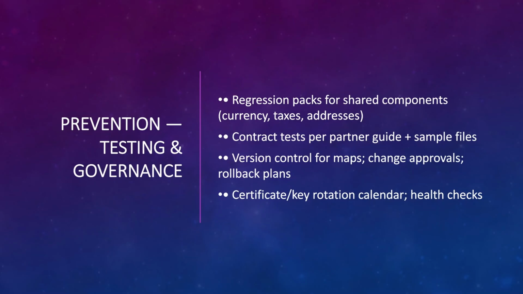Prevention reduces incidents dramatically. Build regression packs for shared logic like currency, taxes, and addresses. Use contract tests per partner guide and sample files. Version control maps, require approval for changes, and keep rollback plans ready. And manage certificate and key rotation proactively.